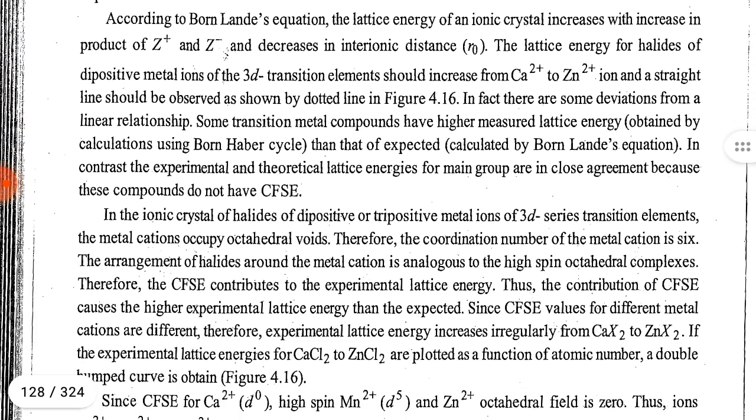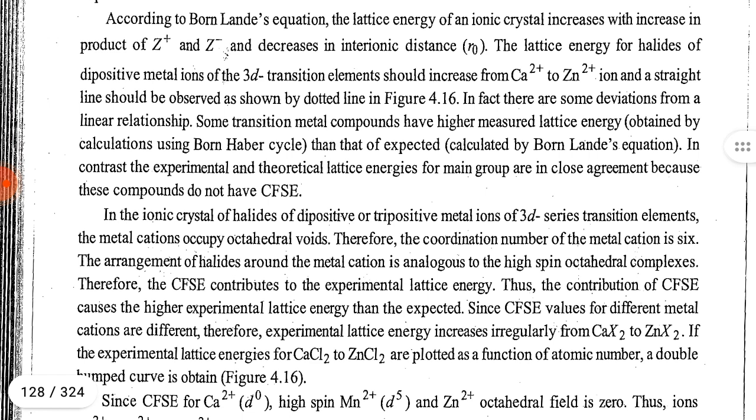According to the Born-Landé equation, the lattice energy of an ionic crystal increases with increase in the product of Z+ and Z- and decrease in inter-ionic distance R0. The lattice energy for halides of dipositive metal ions of the 3d transition elements should increase from Ca2+ to Zn2+ ions, and a straight line should be observed, as shown by the dotted line in figure 4.16. In fact, there are some deviations from the linear relationship.